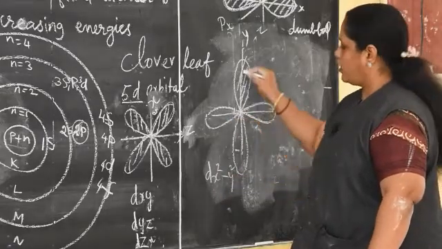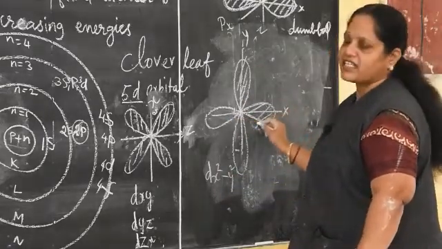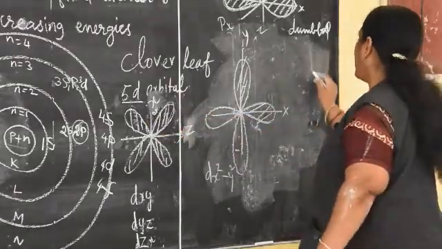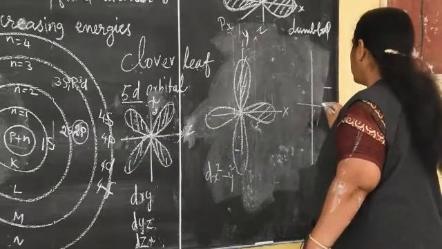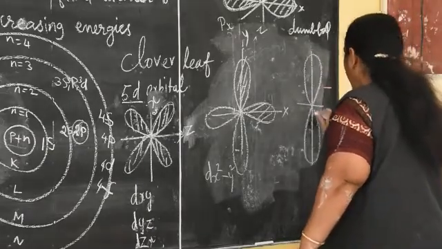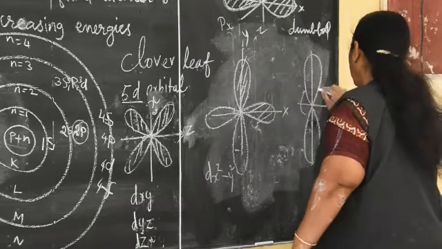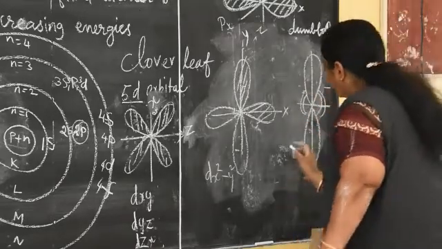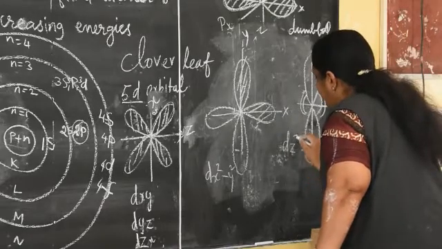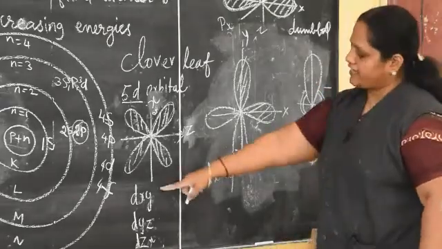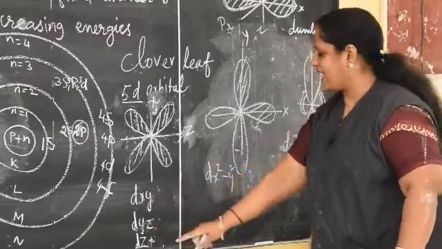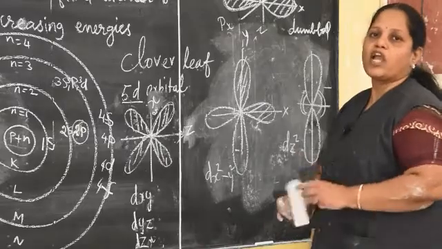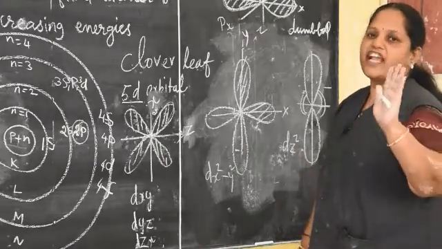The main difference is that the lobes lie along the axes here, and in between the axes there. The fifth d orbital is this shape: a dumbbell electron cloud with a donut shape of electron cloud in the center. This is referred to by the symbol dz square. Okay, dxy, dyz, dzx, dx square minus y square, dz square. Totally how many d orbitals? 5 d orbitals.